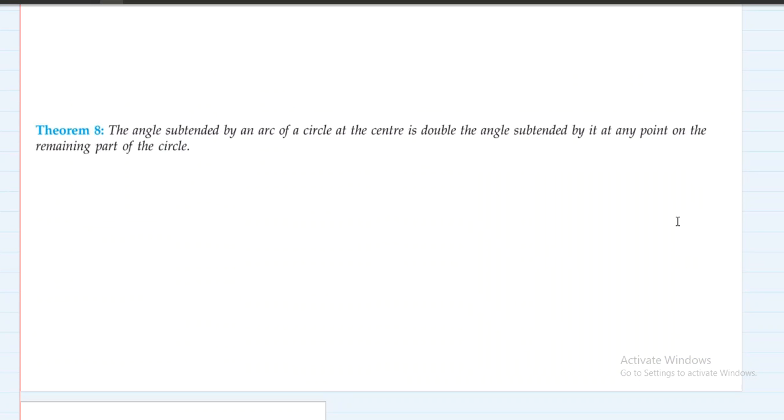It is very important for all of you, and when I say all of you, I mean all of you, whether you're a CBSE student, ICSE student, class 9, class 10, doesn't matter. For all of you it is mandatory, necessary, compulsory that you memorize this theorem. The angle subtended by an arc of a circle at the center is double the angle subtended by the same arc at any point on the remaining part of the circle.